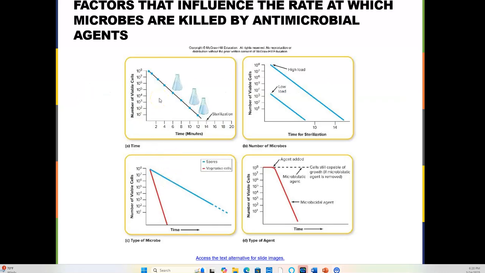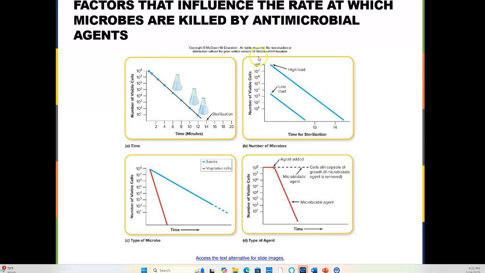Factors that influence the rate at which microbes are killed by antimicrobial agents. The first is the time in minutes. So how long are they exposed? What this is saying is the longer it's exposed, the more it's going to get sterilized. There's going to be a time on most of these chemicals that says it has to have contact. It's called a contact time, for a certain amount of time in order for it to be effective.